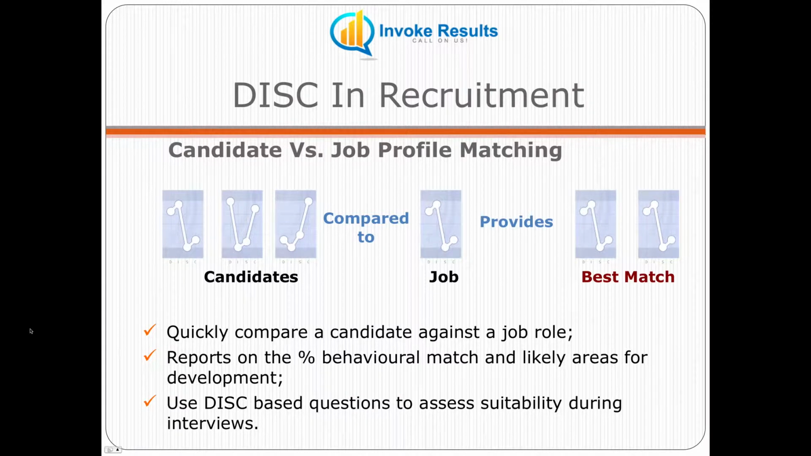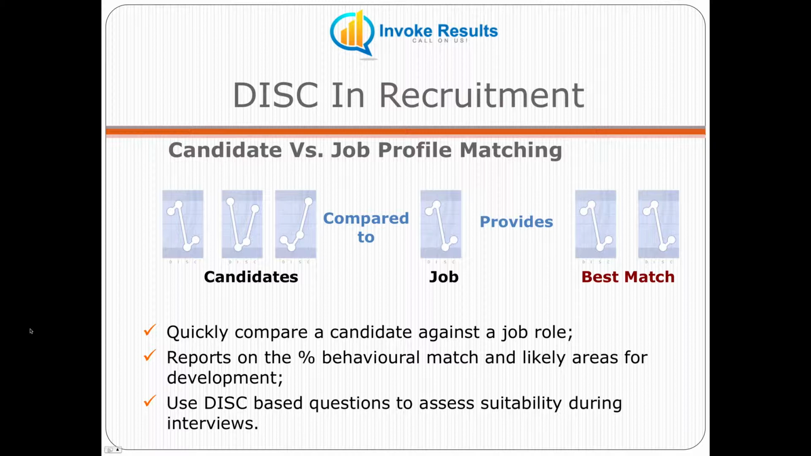So looking at DISC in recruitment, basically what we do is we take the candidate and profile them. As I said, it takes about 15 minutes to produce online. Questionnaires are available in different languages, as indeed are the reports. And we also profile the job, so we understand what behavioural attributes we're looking for in this role. And then Discus will compare the two and tell us, okay, well, of our given candidates, who is the best match? So we can quickly compare candidate against a role.